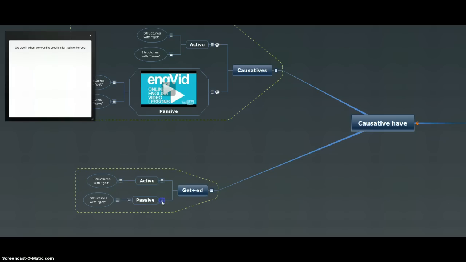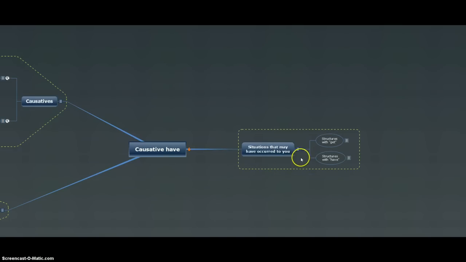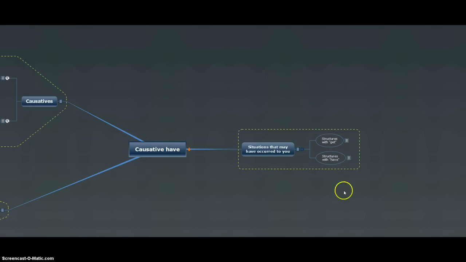Passive is another subcategory of get plus ed form, and it is used to create less formal sentences, as we see here in our example: "Dino got injured while practicing his golf skills." The third part of causative have represents situations that may happen to us, usually some misfortunes. Another link that we have shows us the causative use of have.